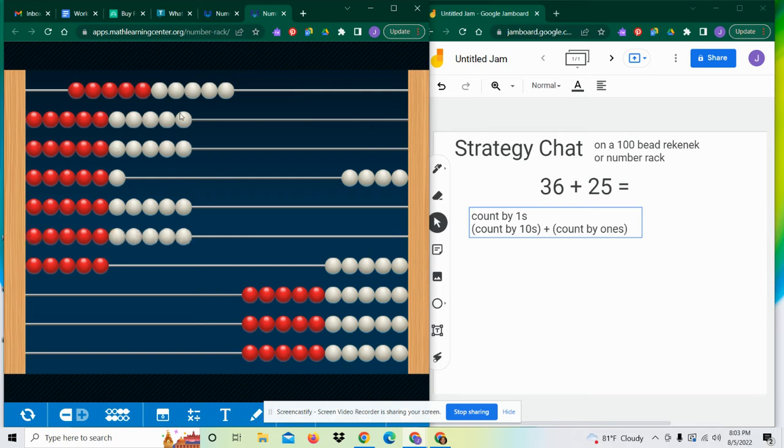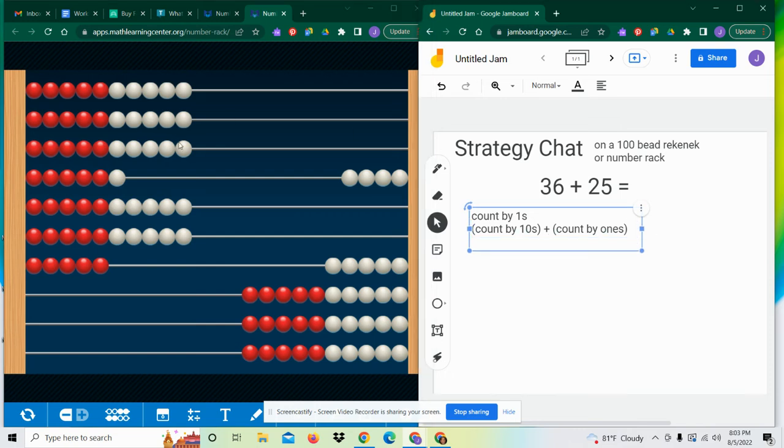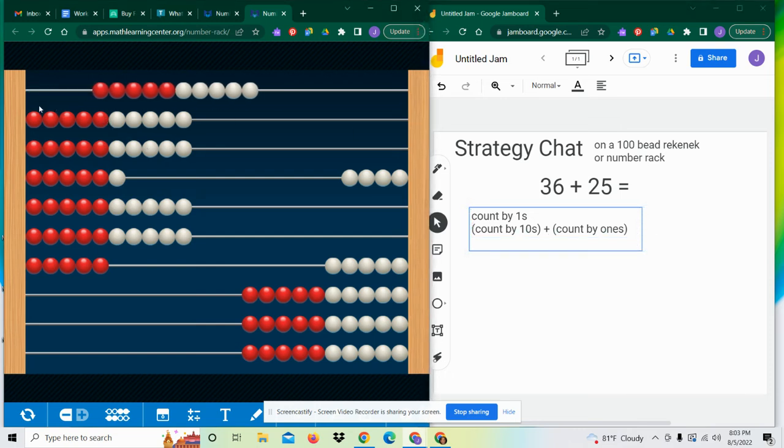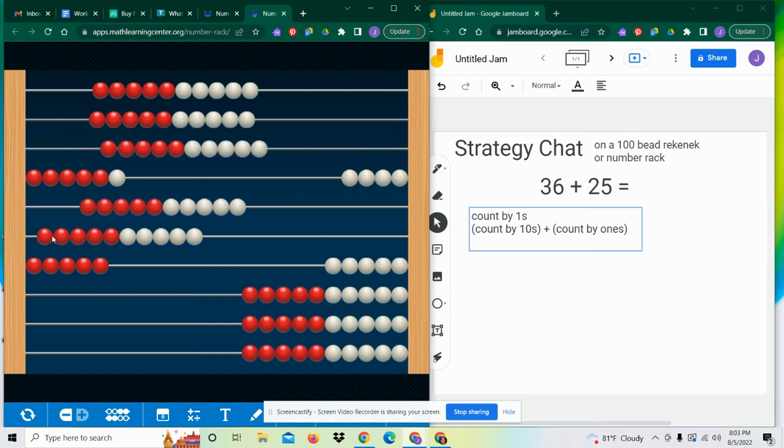The next student said, well, if I did the same thing and counted by tens, but then I would count by fives instead of counting by ones. I said, oh, show me how you would do that. So he said, well, there's a 5 here if I take this one off and a 5 here. So I could count by tens for this part and then add on the count by fives and then add on 1 at the end.